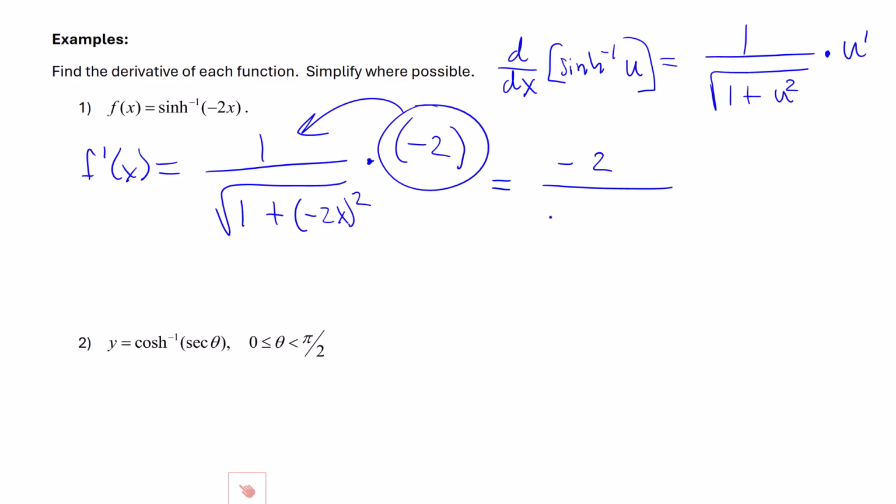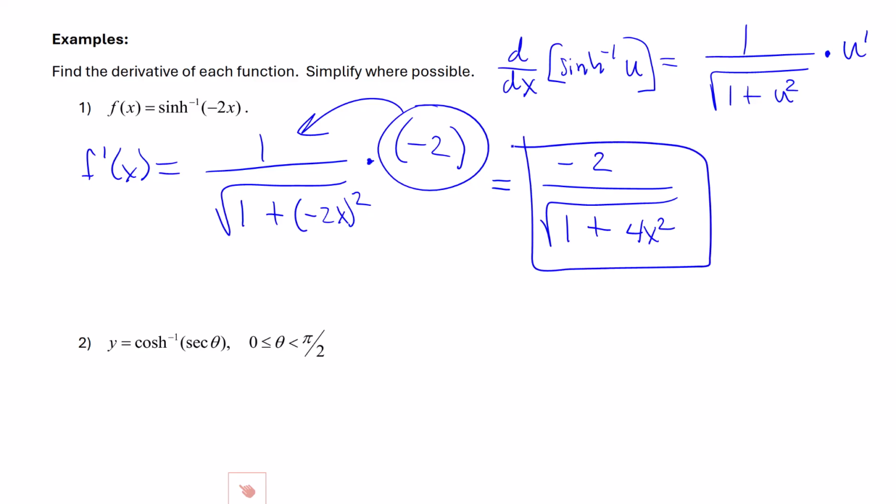And then down below we'll simply put the square root of 1 plus, now it's negative 2x in parentheses squared, which we know would simplify to be 4x squared. And so our final answer will simply be negative 2 over the square root of 1 plus 4x squared. And again, that negative sign, you might also see it simply written out in front of the fraction, or you could put it like we have here, up with the negative 2 in the numerator.